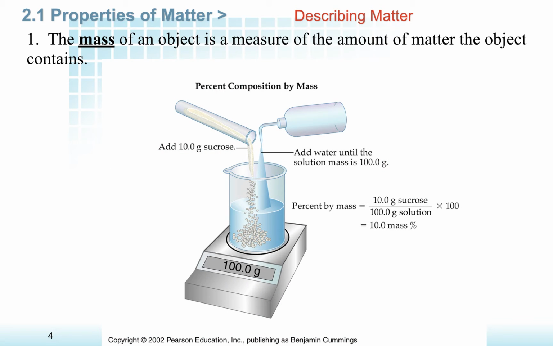Percent by mass. If you take 10 grams of sucrose, which is table sugar, and you add water until the mixture of the sucrose and the water is 100 grams, that's 10% by mass because you have 10 grams of sucrose over 100 grams of solution. 10 divided by 100 grams times 100 is 10.0% mass.